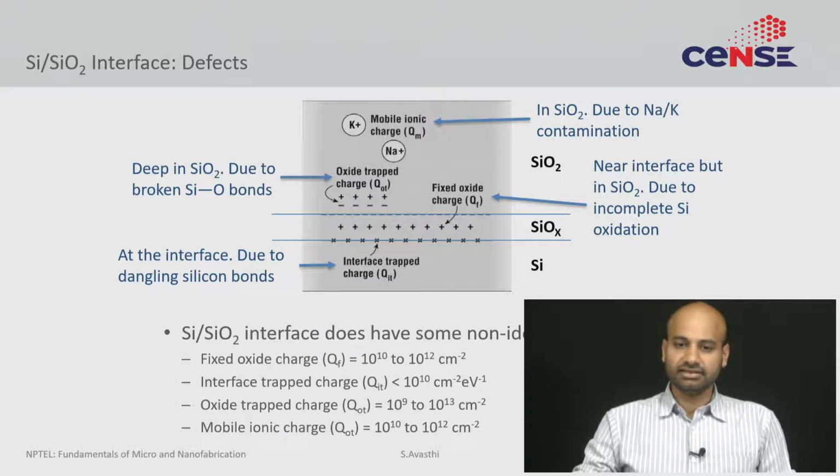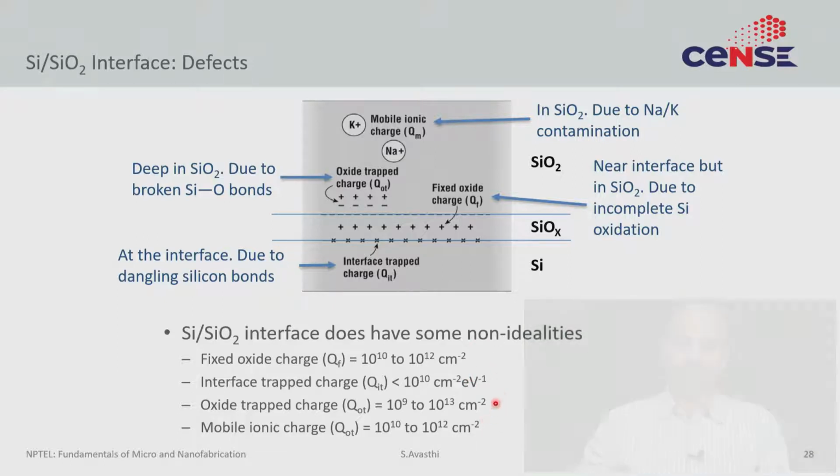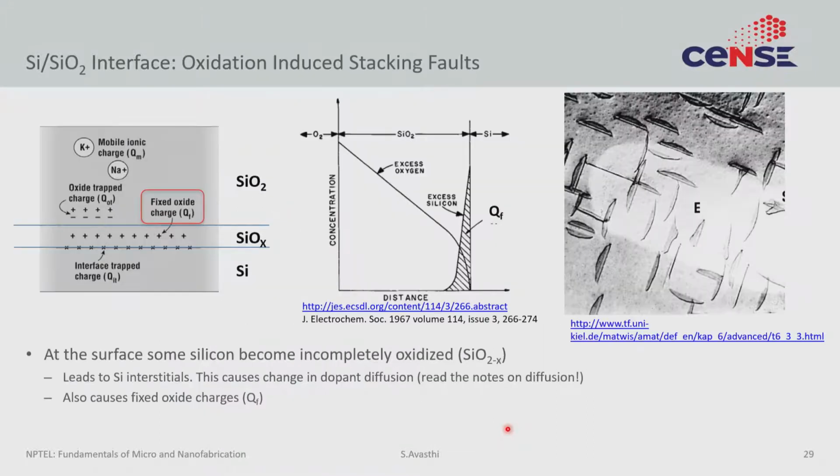In general, the quality of this interface is extremely good, which means that most of these defects are in the low 10 to the power 10, 10 to the power 12 range. Once again, the number of silicon atoms is around 10 to the power 15 per centimeter square. So these numbers represent 1 in 1000, 1 in 10,000, or 1 in 100,000 type of defect density, which is very low. So let's look at each of these defects one by one.